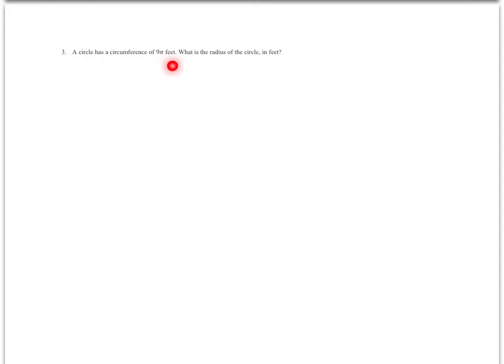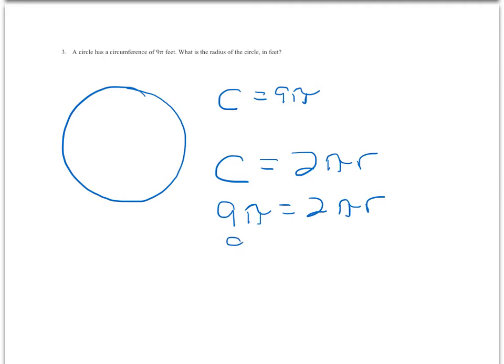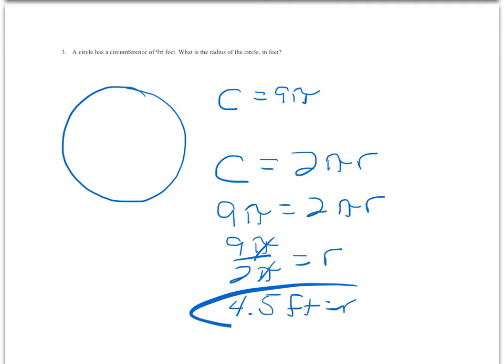A circle has a circumference of 9 pi feet. Circumference is the perimeter of a circle. So the circumference is 9 pi. What is the radius of the circle in feet? The formula for circumference is 2 pi times r. If we know that c is 9 pi, we can substitute it in. To get r by itself, divide both sides by 2 pi. Pi's cancel, so that makes r 9 divided by 2, which is 4.5, and then we are measuring in feet, so 4.5 feet.